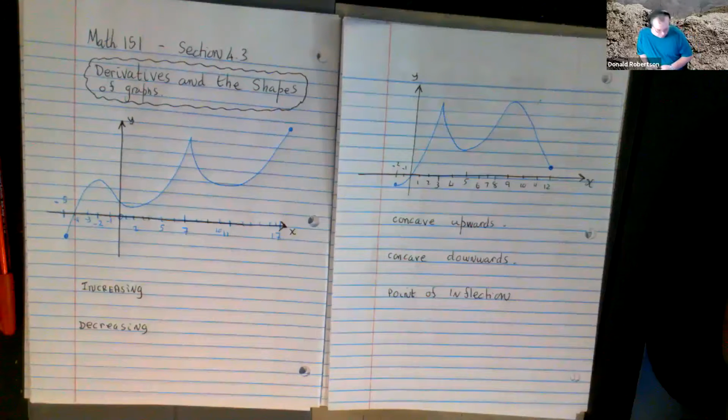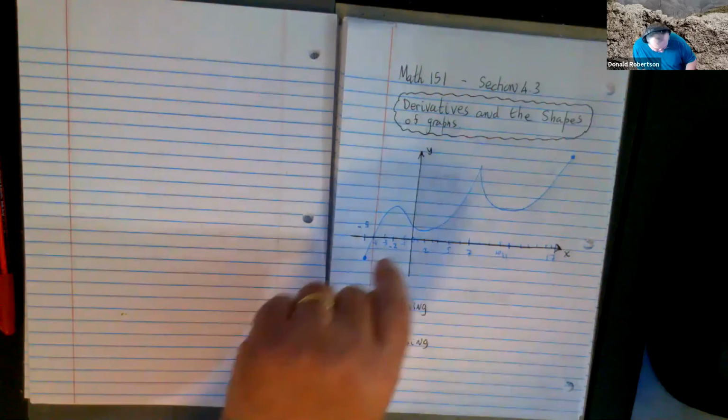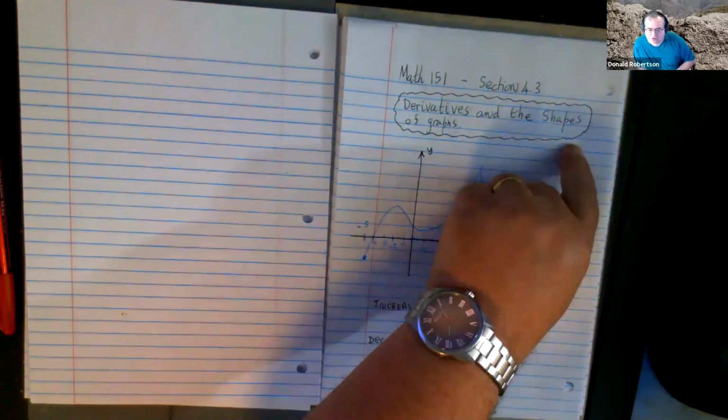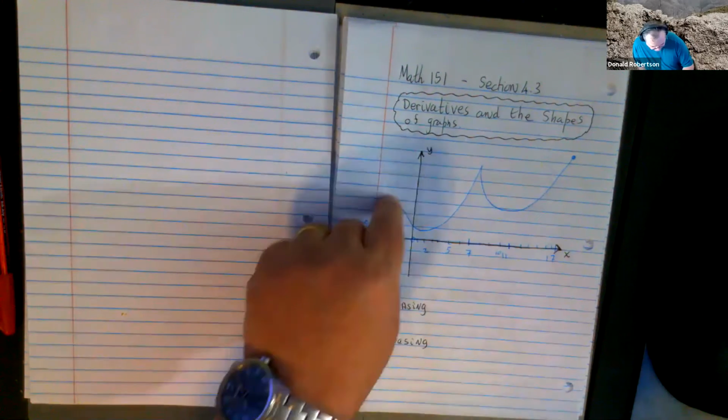We're going to look at derivatives and how they help us to understand the shape of graphs. So let's start with this fella. Here's a basic function. It starts at x equals -5, it finishes at 17. It's got a nice kind of polynomial curve going on.